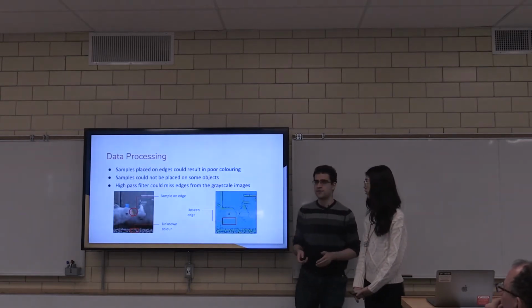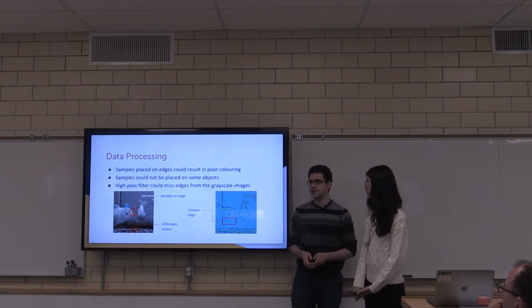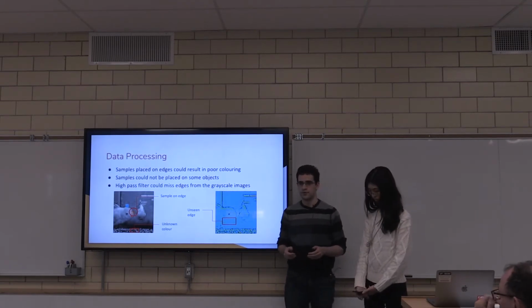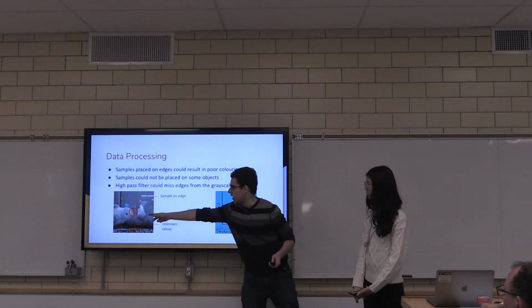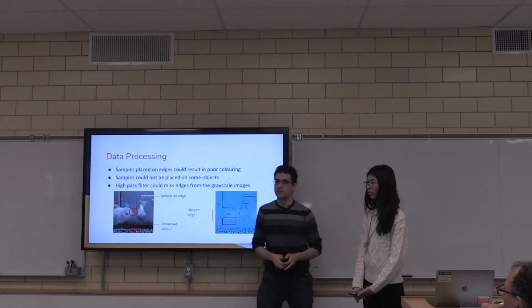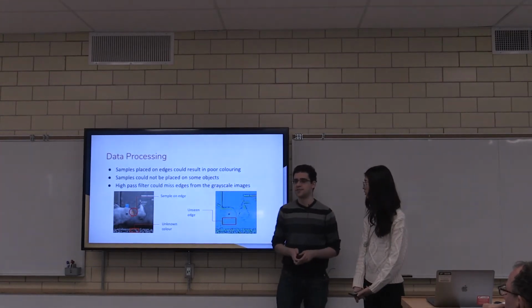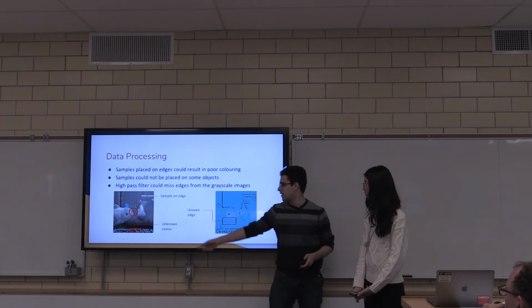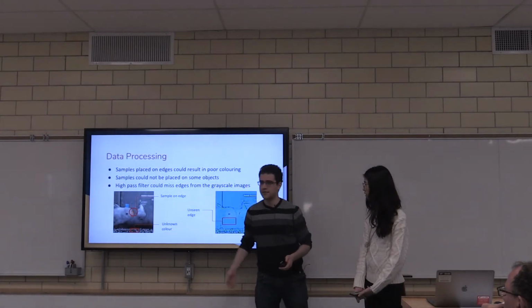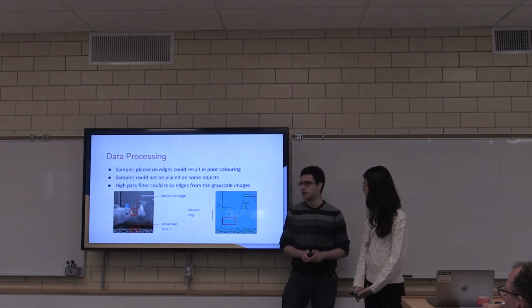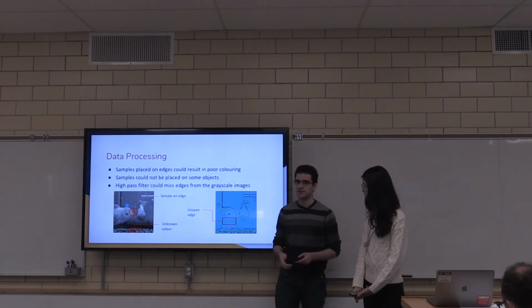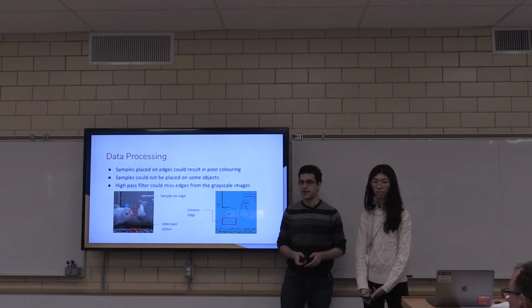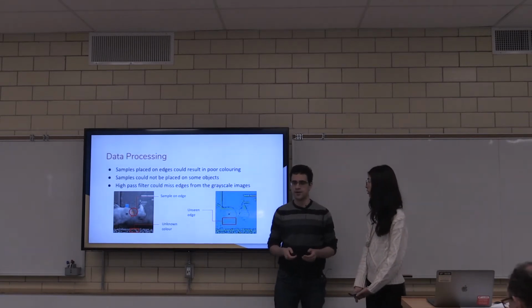There are a few limitations though. Samples placed on the edges, like the edge between objects, can have both objects be colored the same way. So this here might have the water surrounding it be colored orange. Samples could not be placed on some objects. If you look here, there's no sample on the ground, and the neural net might not know what to color it. And the high-pass filter might miss some edges just because they don't really appear in the grayscale image, and so it can cause the color to sort of bleed out.